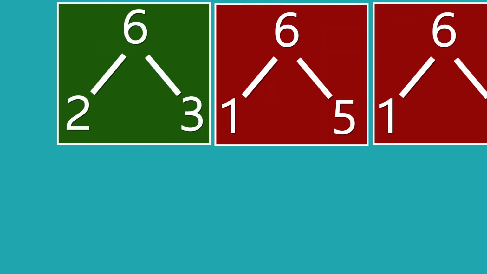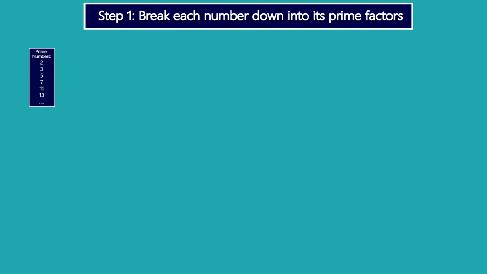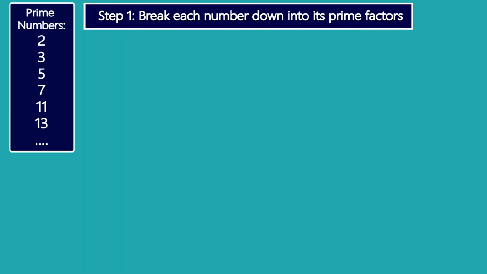I'm now going to move on to some examples of finding the lowest common multiple and highest common factor using this method. So my first step, as we've just seen, is to break each number down into its prime factors. I've put a little list of prime numbers on the left hand side. There are actually an infinite number of prime numbers, but I've only included the first few because those are the only ones we're going to need for the numbers that we're dealing with today.